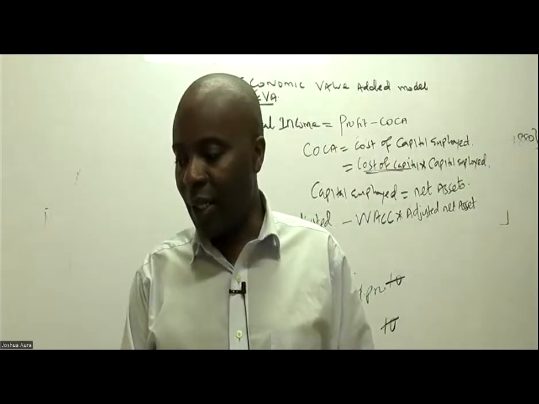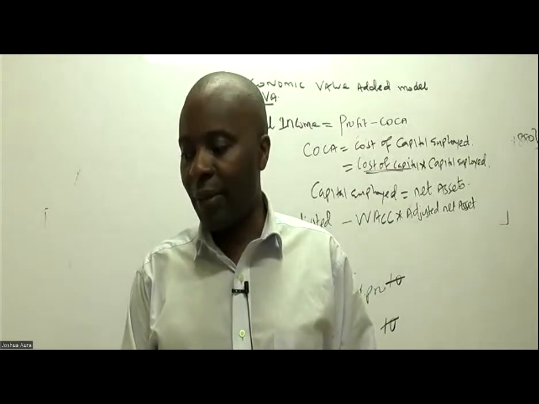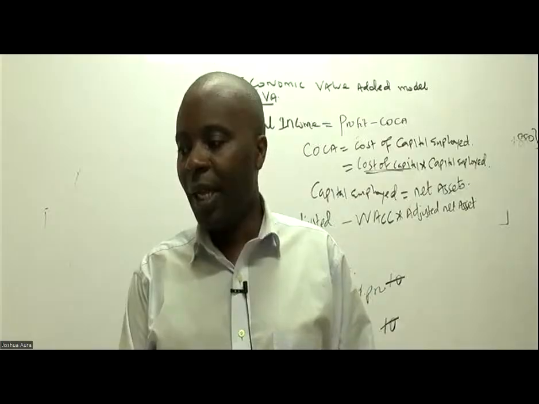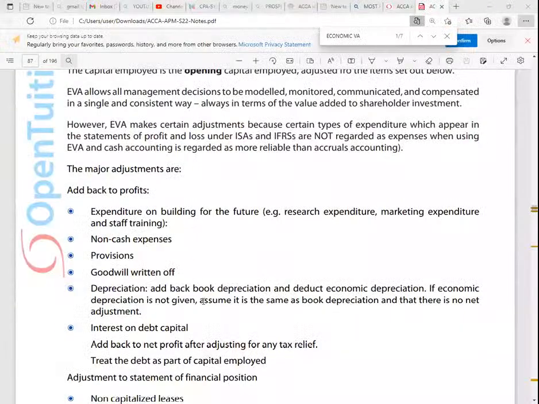We don't pass any adjustment, and that is what this examiner is telling you here: add back book depreciation and deduct economic depreciation. If economic depreciation is not given, assume it is the same as book depreciation and that there is no net adjustment.